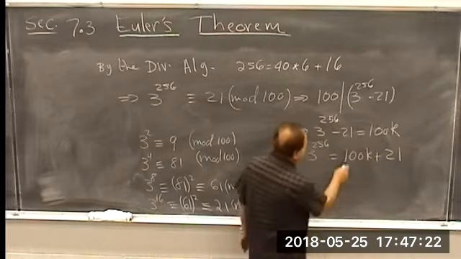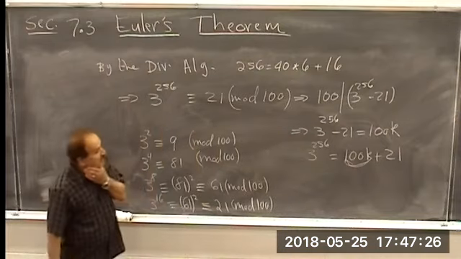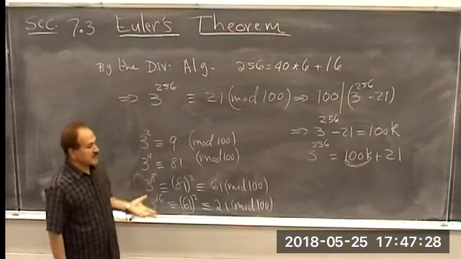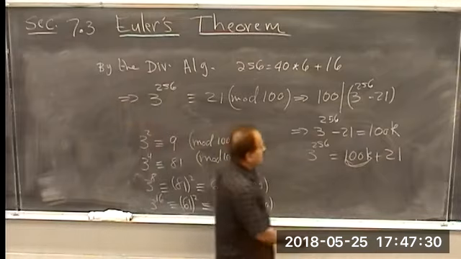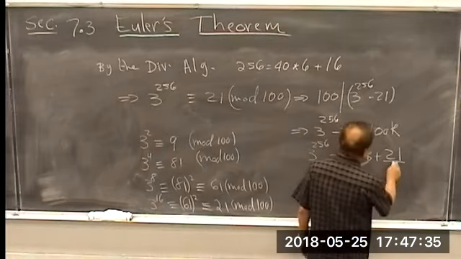Now, all the numbers that we're going to be multiplying by 100 in here, all right, they're going to have their last 2 digits being 2 zeros, right? Which means that when you add 21, this is the last 2 digits.